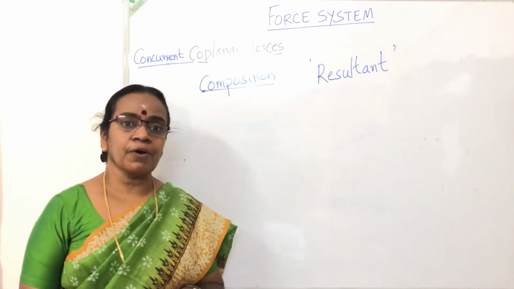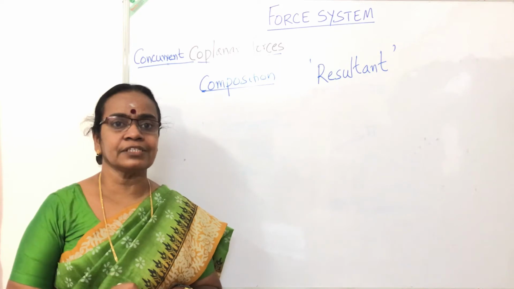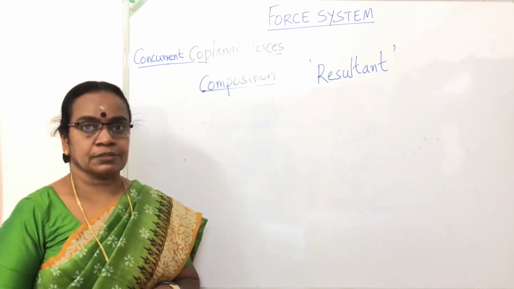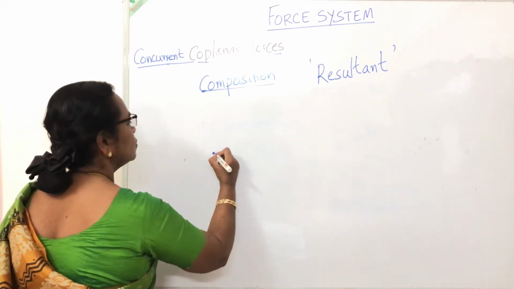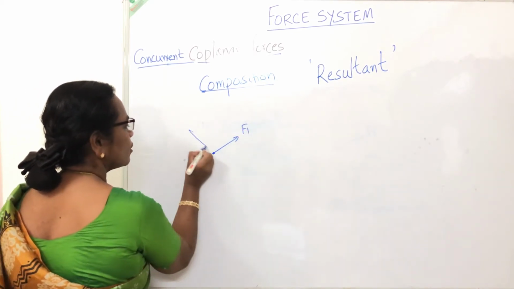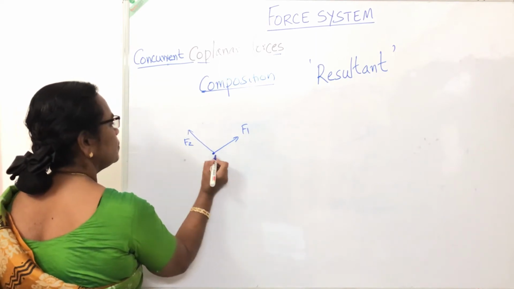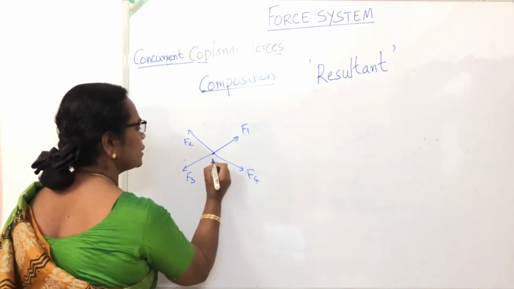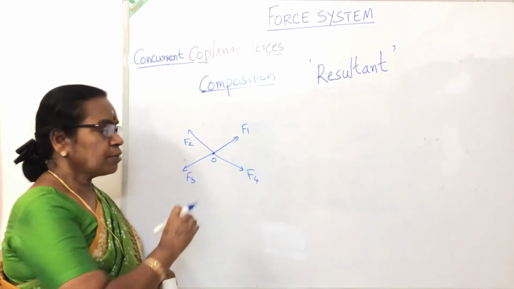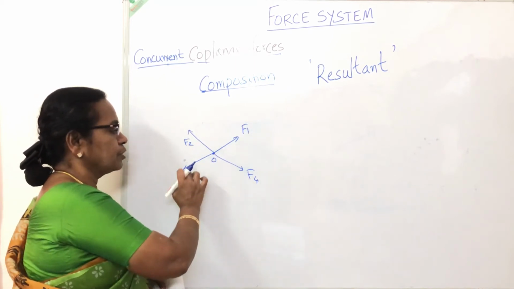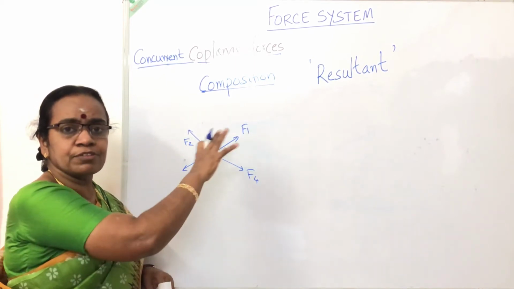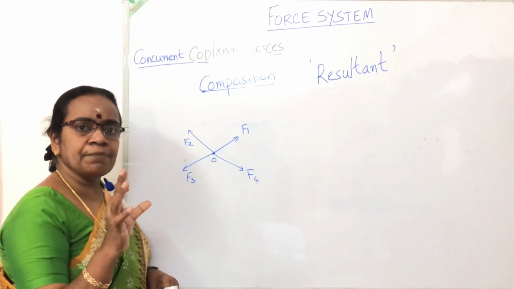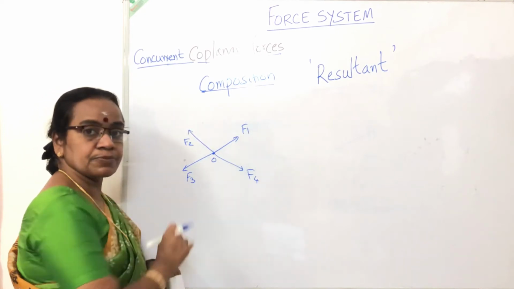Now we are going to study how to find the resultant of concurrent coplanar forces. Say at a single point O, one force will be acting like this, another force F2, another force in some other direction. We have to find the resultant of F1, F2, F3 and F4. That means replace all these with a single force which will produce the same effect as the combined effect of all these forces.